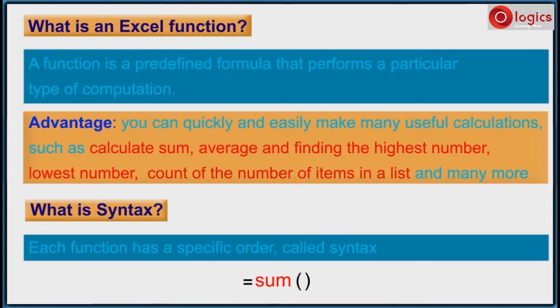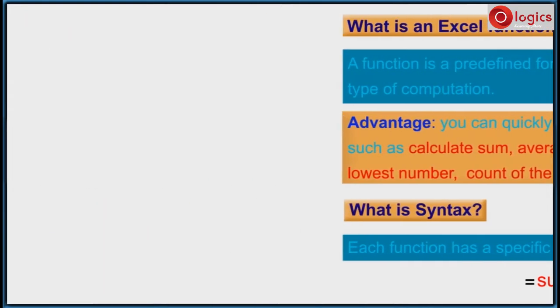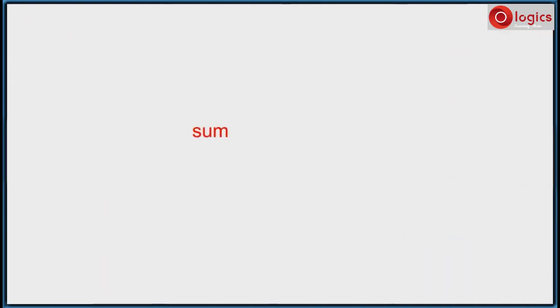Sum function. Sum function is used to add the values in a range. Sum, opening bracket and closing bracket, because the function should have the parenthesis. In between the parentheses, you will have to define the range of cells. A range of cells means from cell to cell.